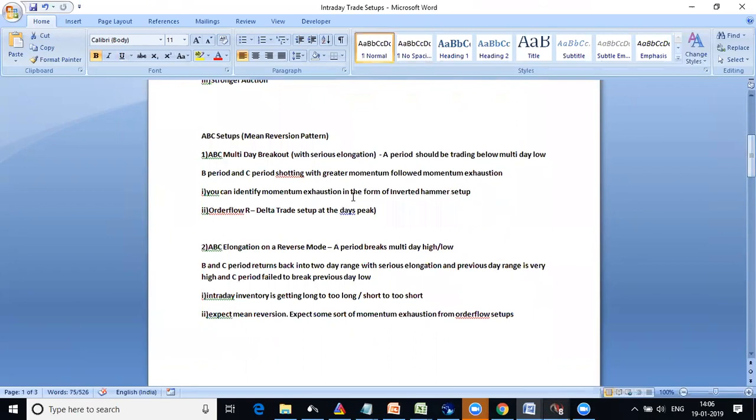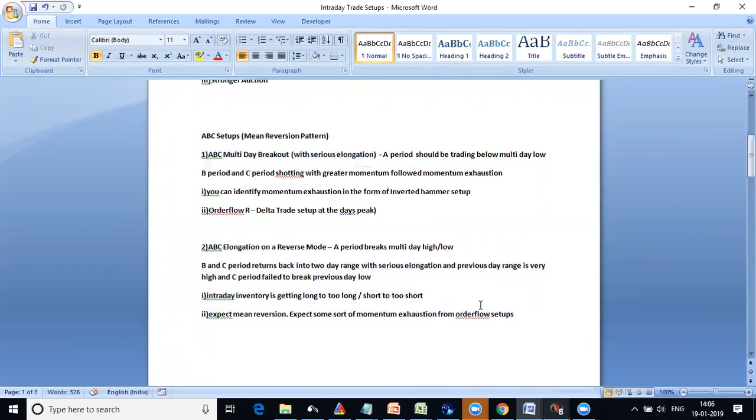One is the ABC multi-day breakout with serious elongation, where the A period trades inside the range, and B and C do the breakout, a multi-day breakout. The second one is an ABC elongation in reverse mode, where the A period breaks the multi-day high and B and C return back into the trading range with a serious elongation. But it still hasn't broken the previous day low. In that case, you can expect the C period will be the day's low.